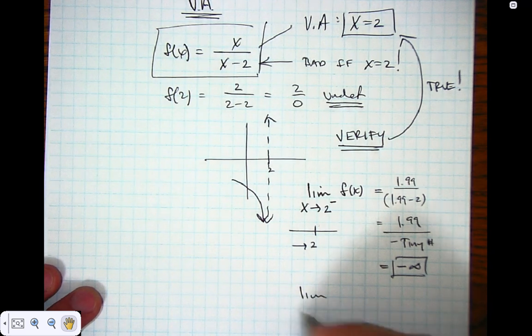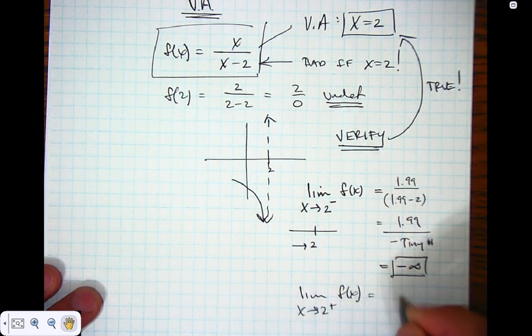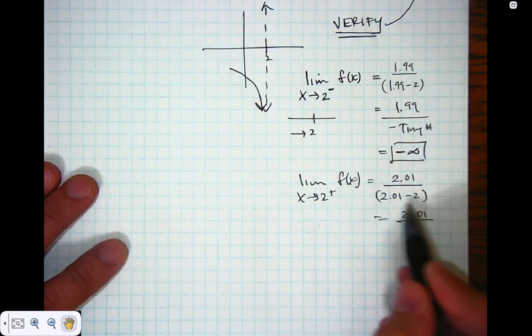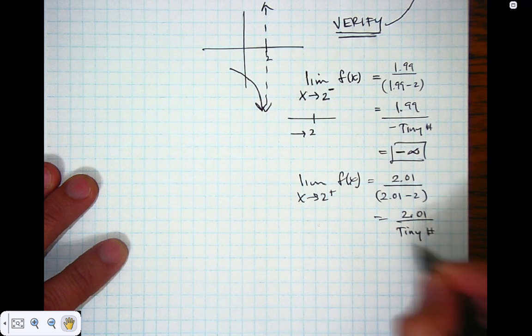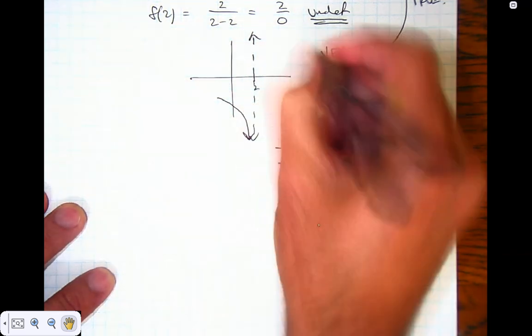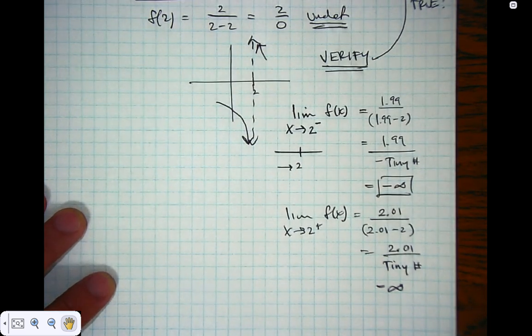If you did the limit as x approaches 2 from the right, if you plug in 2.01, right, 2.01 minus 2, all of a sudden you have the same argument: 2.01 over a tiny number, and it's positive. So this is going to give us positive infinity. And so you just said as you come in on the function this way, as you get close to 2, I'm going up to positive infinity. Well, look.